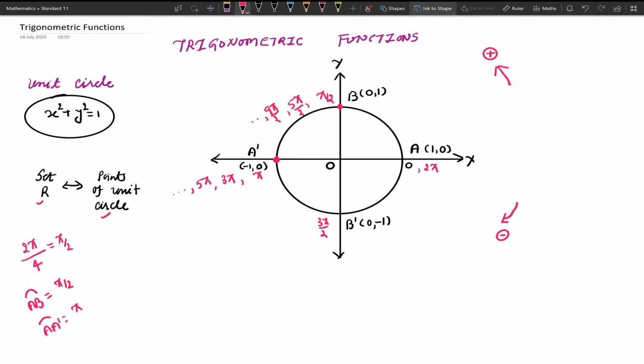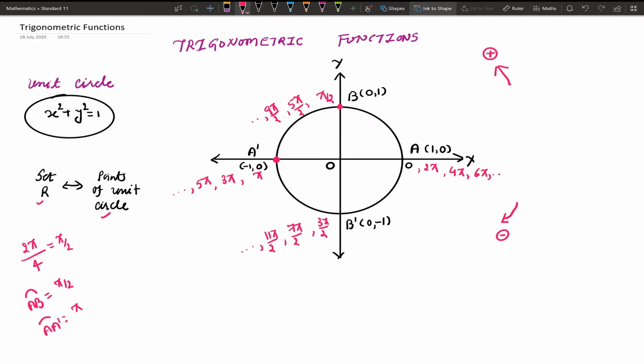Similarly, from 3 pi by 2 you complete one round anti-clockwise, 3 pi by 2 plus 2 pi, so 7 pi by 2, 11 pi by 2, etc. And 2 pi, 4 pi, 6 pi, etc.